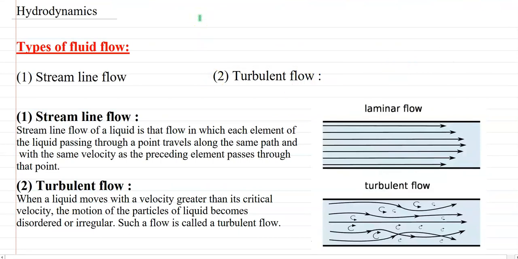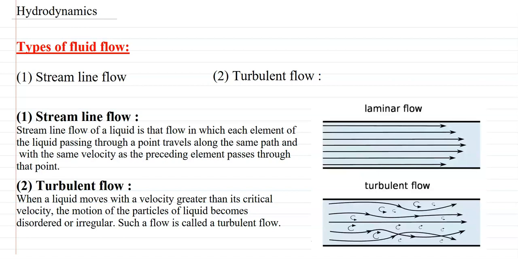So now we will start hydrodynamics. Here we will study the flowing of fluids. There are two types of liquid flow. One is called streamline flow and the other is turbulent flow. Streamline flow is the slow-motion flow.